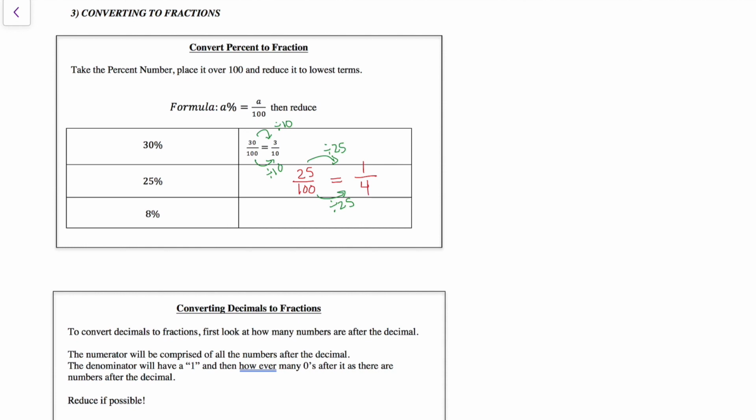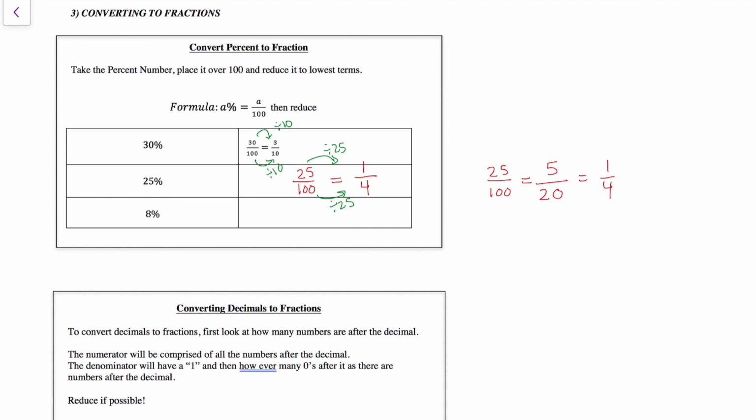Now, if you didn't see 25 right away, maybe you saw 5. That's okay. Just make sure you keep going until it can't get any smaller. So if you saw 5, you're going to say, well, 5 goes into 25 5 times, and 5 goes into 100 20 times. And now you're looking at what is common between 5 and 20, and I can take out 5 again, which would bring me down to 1 over 4. So as long as you keep going until the numbers can't go any smaller, it's okay if you don't get there in one step.